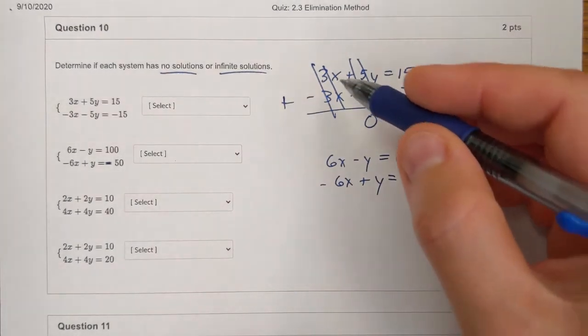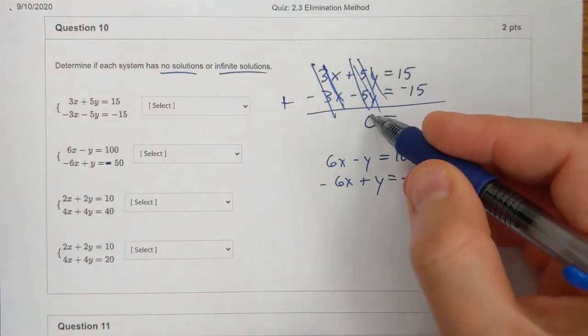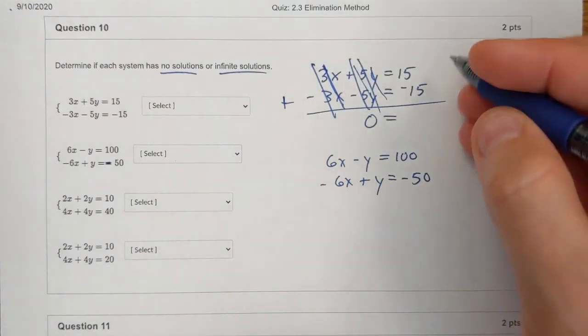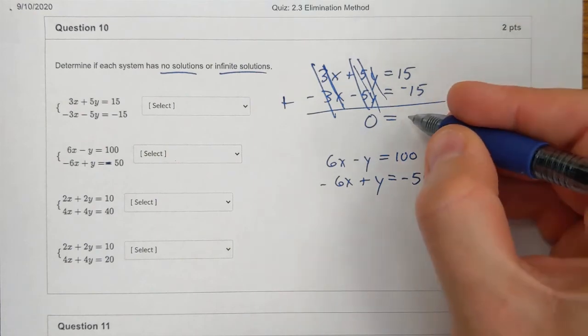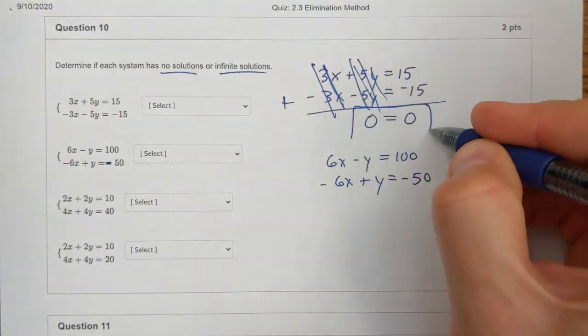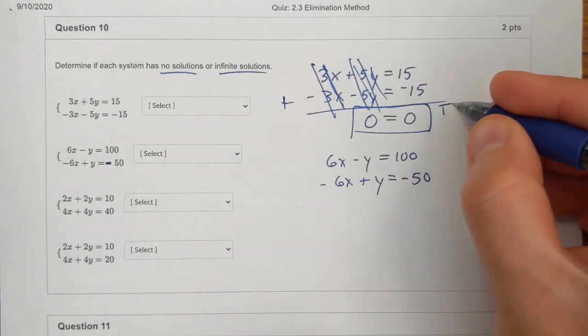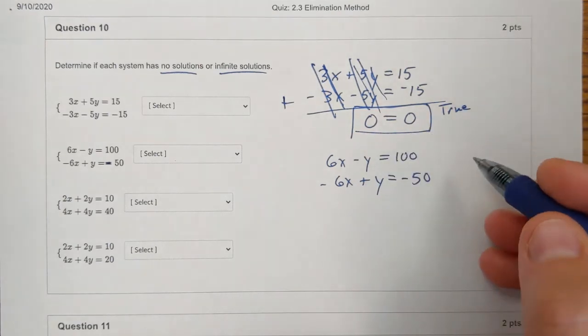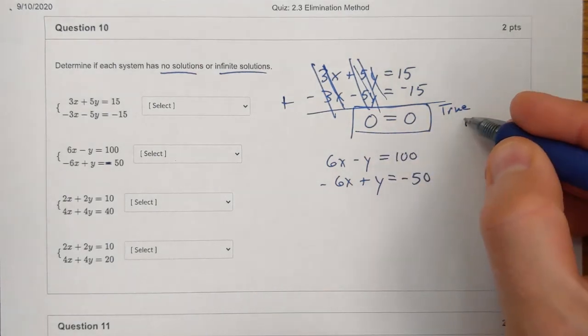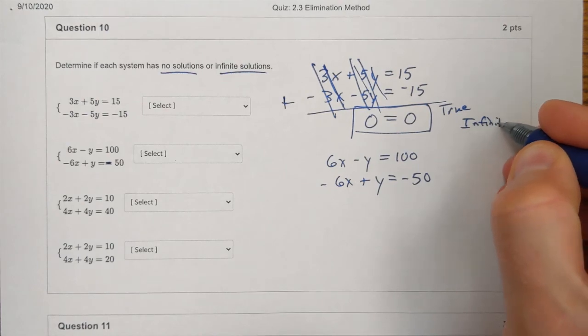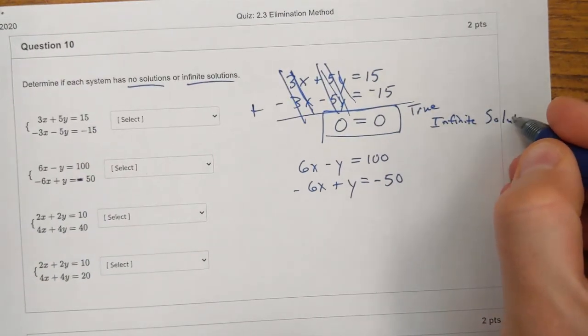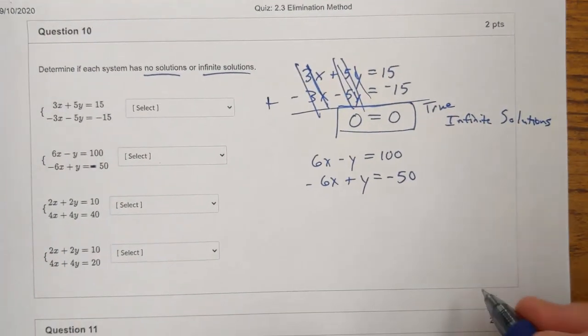What you would do in this case is go ahead and cancel out our x's and our y's. We're going to write a 0 there when everything canceled out. And then we're going to take 15 plus negative 15, which is also 0. When your x's and your y's both cancel out, you want to look at your statement that's left. If it's a true statement, you're going to say that this system has infinite solutions. These lines are the same.